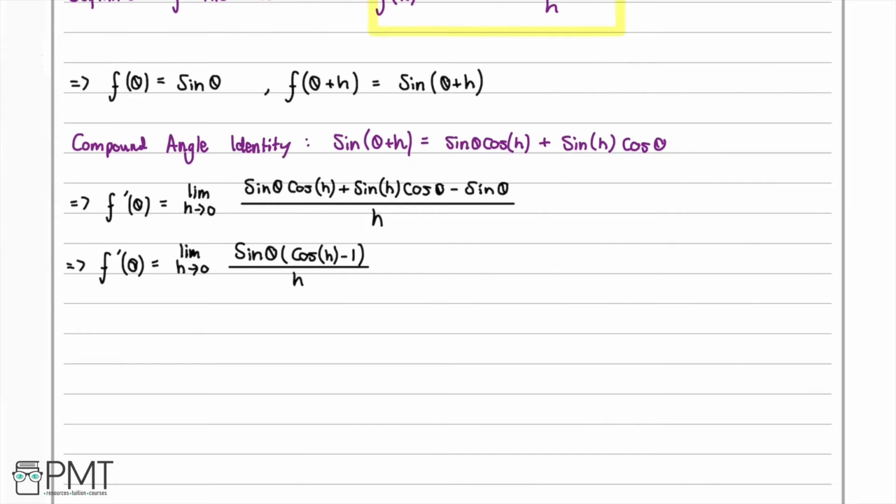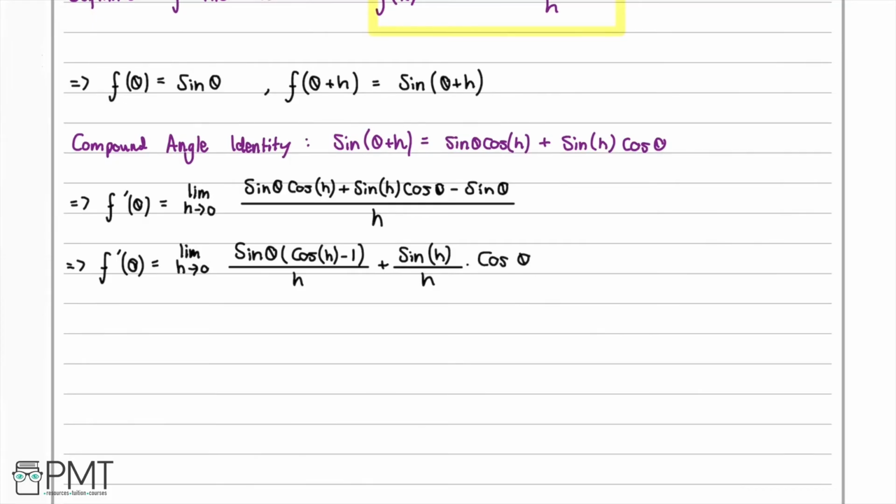And we then add this and have a look at what we have remaining. So we'll have sin h cos theta over h, so we'll rewrite this as sin of h all divided by h, and we multiply that by cos of theta.